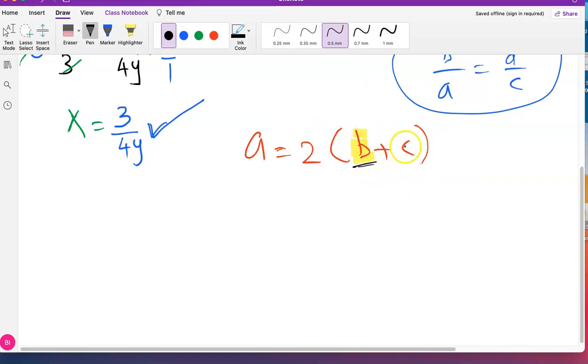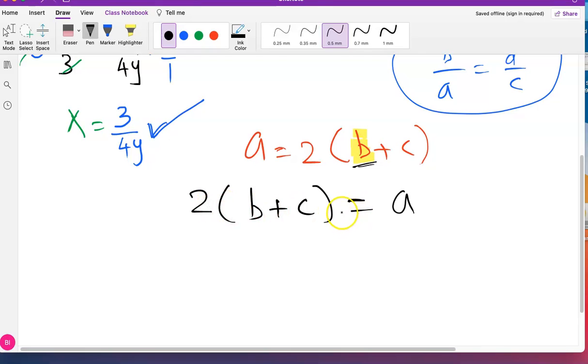So let us take this whole thing, 2 times b plus c, onto the left hand side. To make our task easier, I am writing 2 times b plus c is equal to a, right? I just switch the left hand side and the right hand side. The LHS became RHS and RHS became LHS.